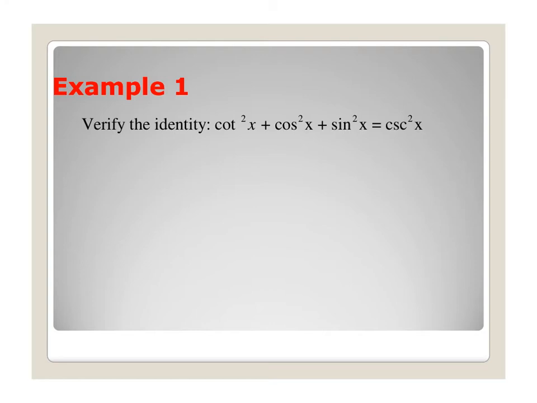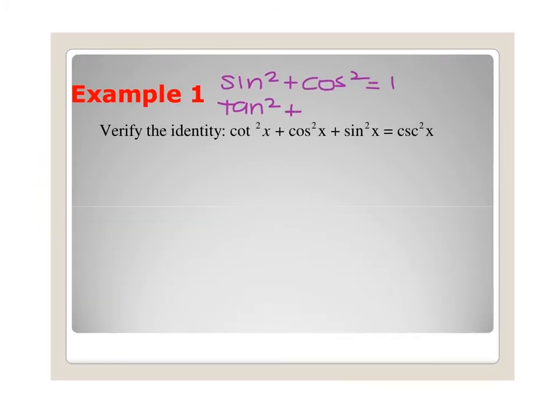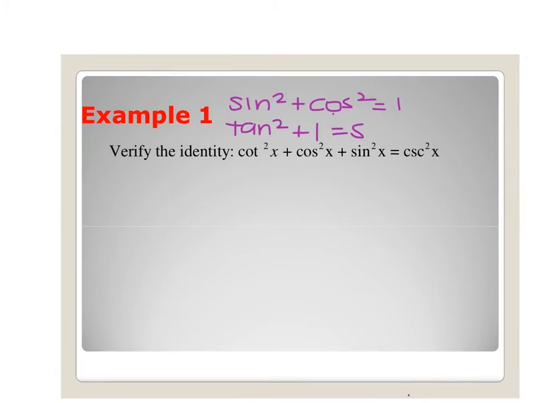So I'll verify the identity. Look at the left side, look at the right side. Which one is more complicated? The left side. So I'm probably going to start there. There's some squareds in there, so that would be my first indication to go to my Pythagorean identities, which say sine squared plus cosine squared equals 1, tangent squared plus 1 equals secant squared, and 1 plus cotangent squared equals cosecant squared.